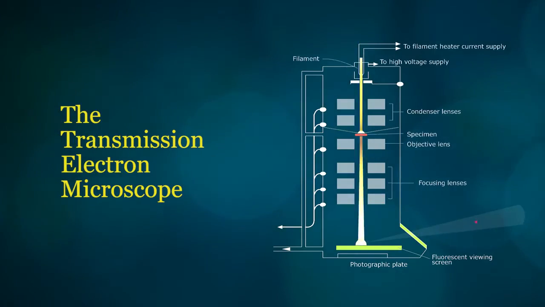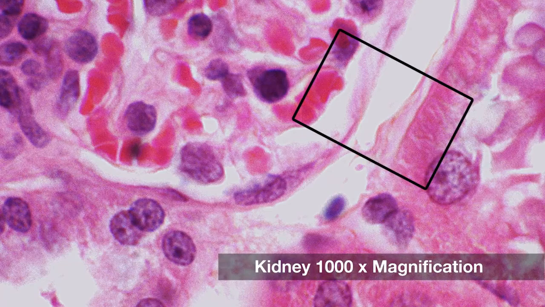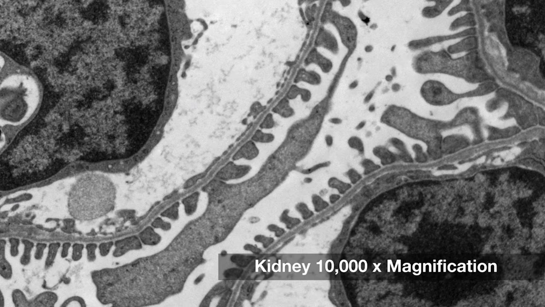The transmission electron microscope is capable of much greater magnification, up to 1 million times, and has a resolving power approximately 200 times greater than the light microscope. The square on the photograph shows a similar area viewed with the electron microscope with a magnification of 10,000 times.